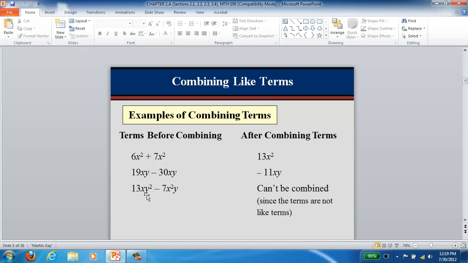And 13xy squared minus 7x squared y cannot be combined because of the x, the degree is 1, and here the degree is 2. Therefore, they are not like terms and cannot be combined.